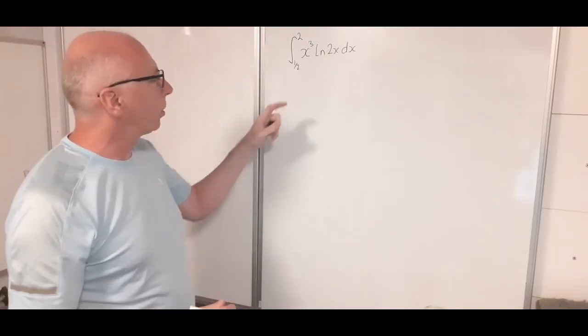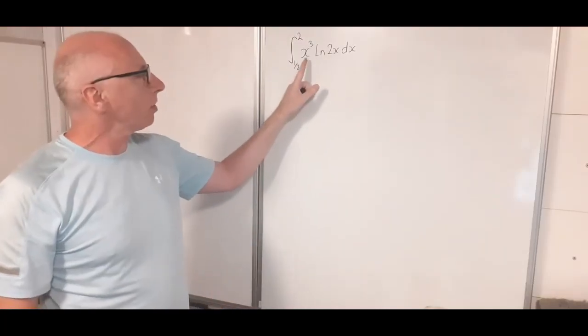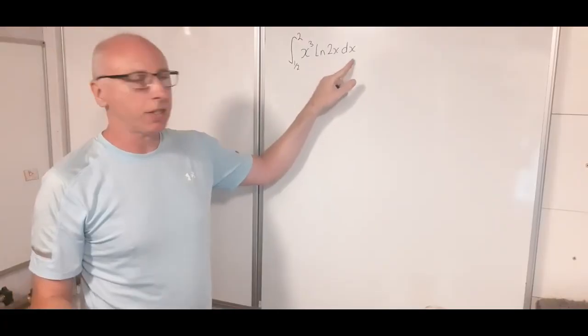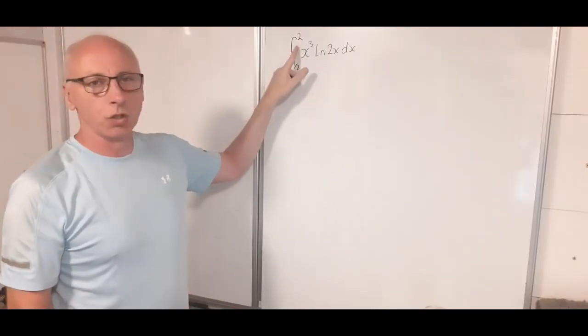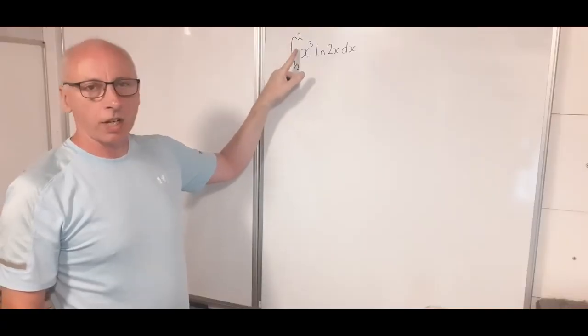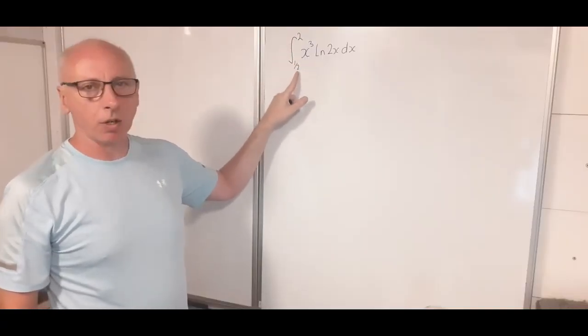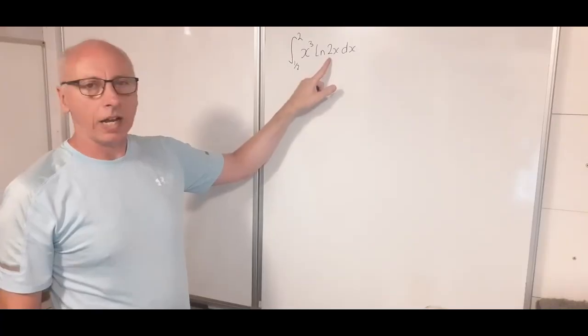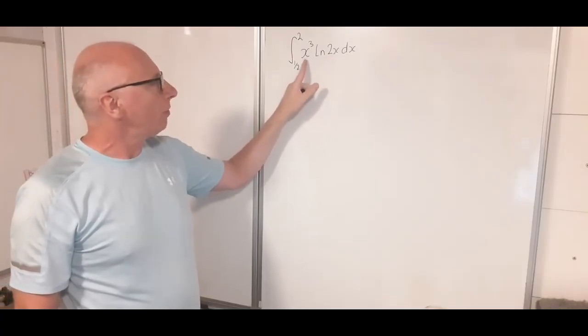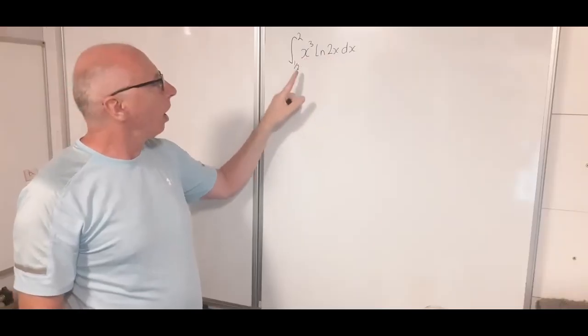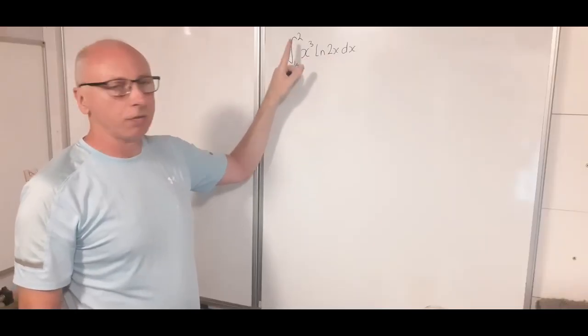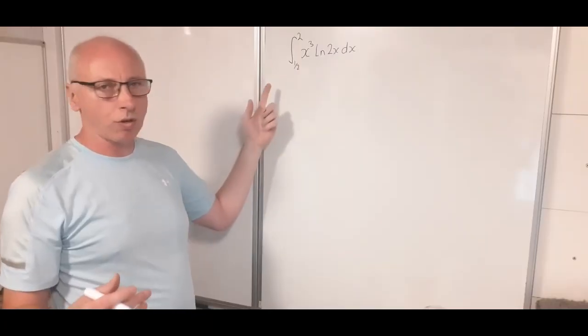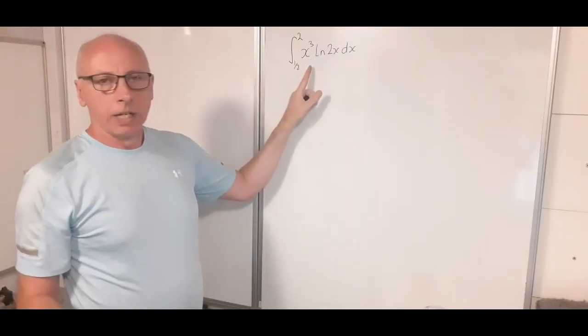So in this video we're going to integrate x cubed natural log of 2x with regard to x from a half to 2. So it's a definite integral, and just to check, if I plug a half in here I get natural log of 1. So this is continuous over this whole domain from a half to 2. So we're good to go straight in, it's not an improper integral.